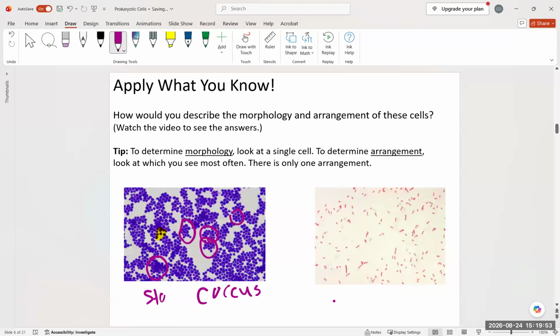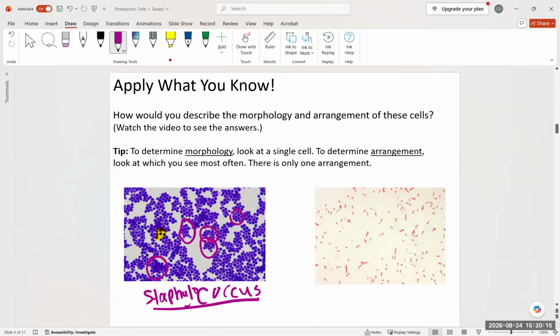That would be staphylo. And so remember, when we're addressing the morphology and arrangement of cells, we write it as one word with the arrangement first and then the morphology. So we would say these are staphylococci. And again, remember, I'm not picky on staphylococcus versus staphylococci.